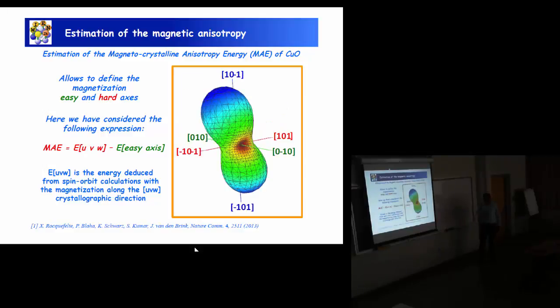Here is what we obtain for copper oxide. If you do this calculation for more than 100 magnetization directions, you can obtain a 3D shape. And if you look at this 3D shape, the minimum value is along the b axis. The maximum value is in this direction. Easy axis for the magnetization, hard axis. And experimentally, for this compound, it has been shown that the magnetic moments all align along the b axis. So DFT calculation with spin orbit allows you to describe properly this magnetic anisotropy.